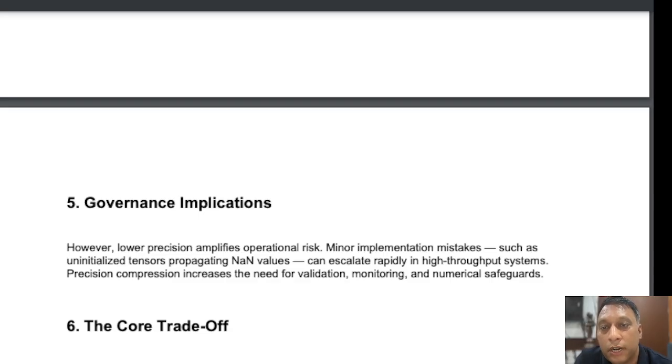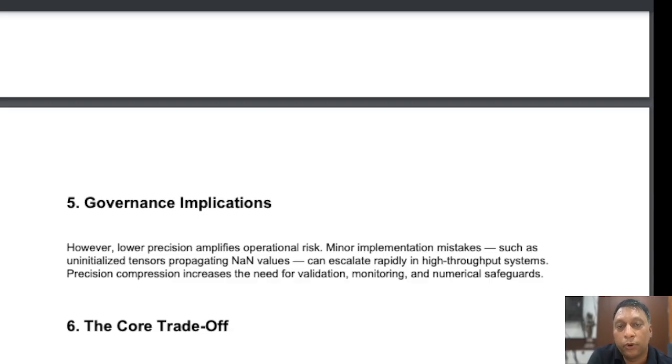It means we don't have a strategy predefined at the moment that ensures we don't lose this particular critical input that is being fed to our machine learning pipeline. One such example: even a minor implementation mistake, such as leaving unutilized tensors, might propagate any not-a-number values. It's more like a garbage value getting created. So even a small tweak can make this model behave in a very weird way.